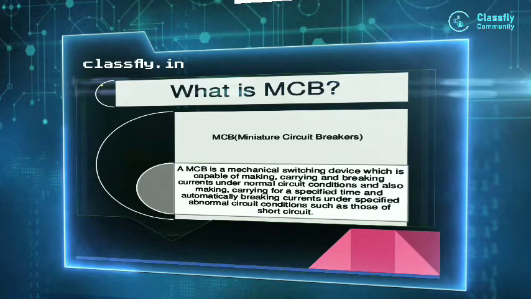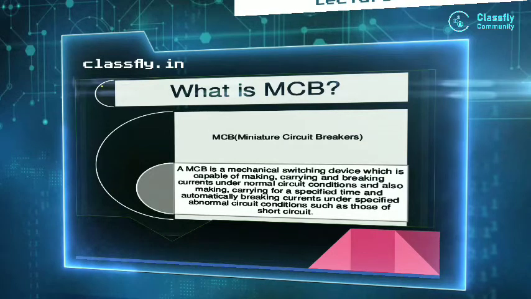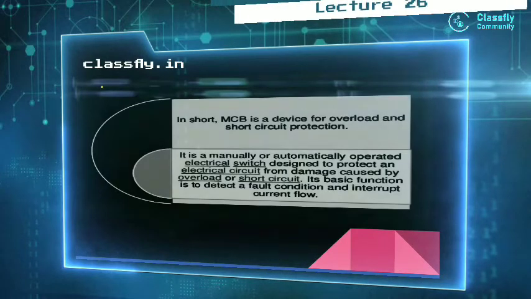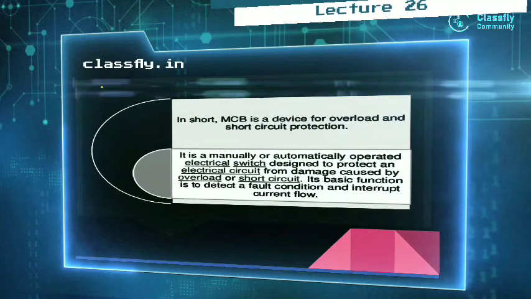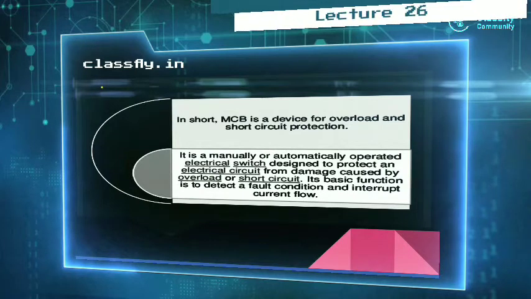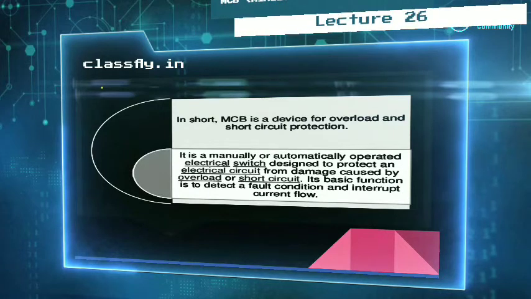In normal conditions, it will have those three functions, but in abnormal conditions, for a specified time, it will make as well as carry, but whenever there is an abnormal circuit, it will automatically break the current. The example of abnormal circuit conditions is short circuit. In short, we can say that an MCB is a device for overload and short circuit protection. As we do with a fuse to protect our appliances, similarly we can also do with an MCB, okay.